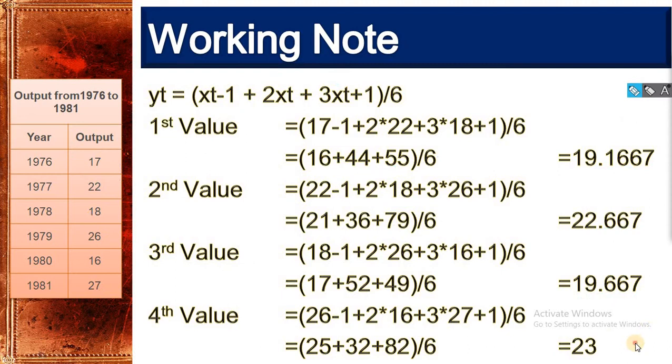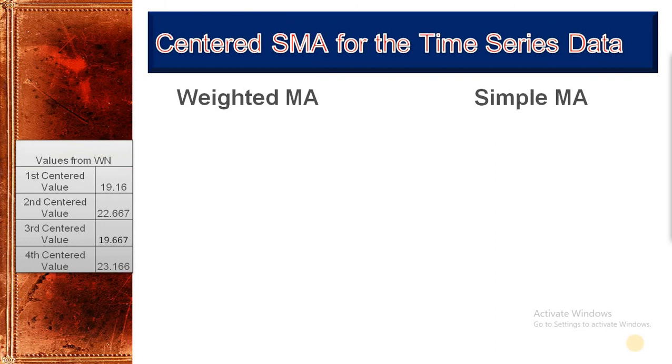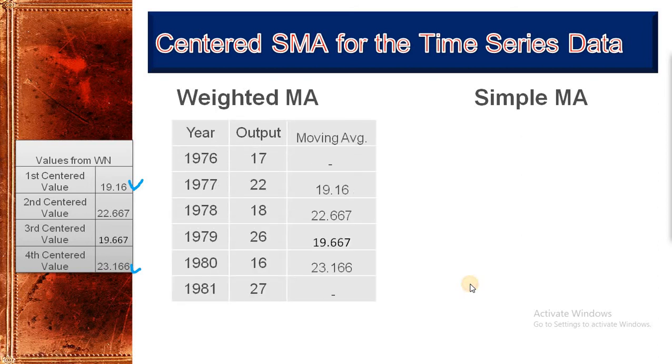Now I will show you, after obtaining the centered moving average in the simple moving average method for the given time series data, the unequal weighted moving average method: the first value is 19.16, second value 22.667, third value 19.667, and the fourth value 23.166, which we derived just now. Let us see the result for both, that is the simple moving average method and the weighted moving average method.